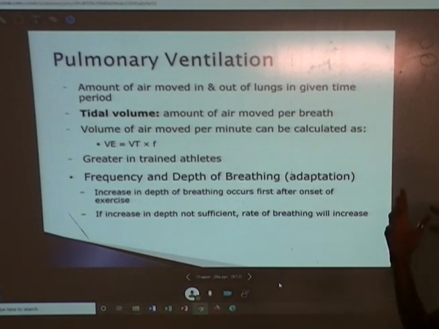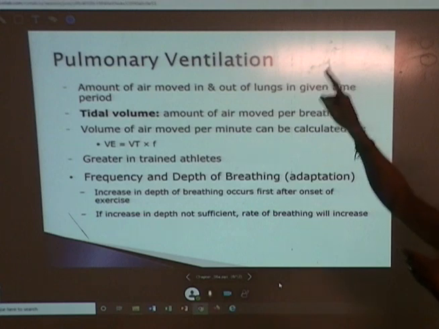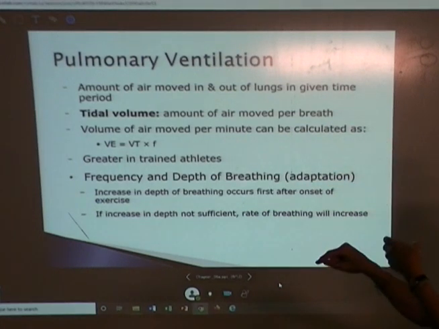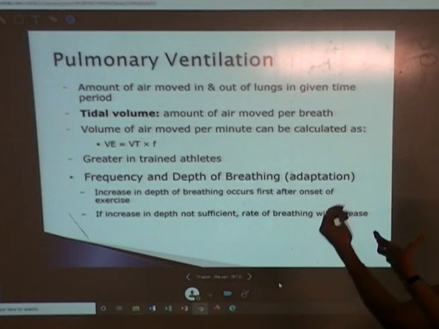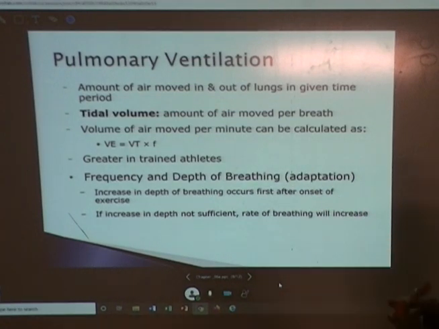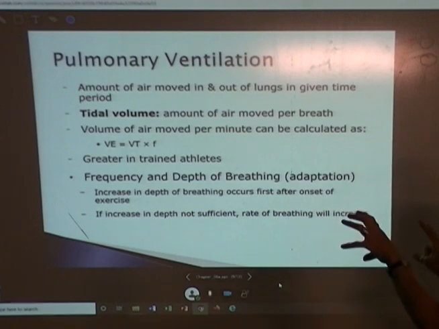If, however, the bigger breath is still not providing enough oxygen for the end of that electron transport chain, right? Remember we said that oxygen's got to be there to pick up the hydrogen. So if I'm not getting enough oxygen in, then we start breathing faster as well. But the rate of breathing is the secondary adaptation if the depth of breathing doesn't suffice. Does that make sense?